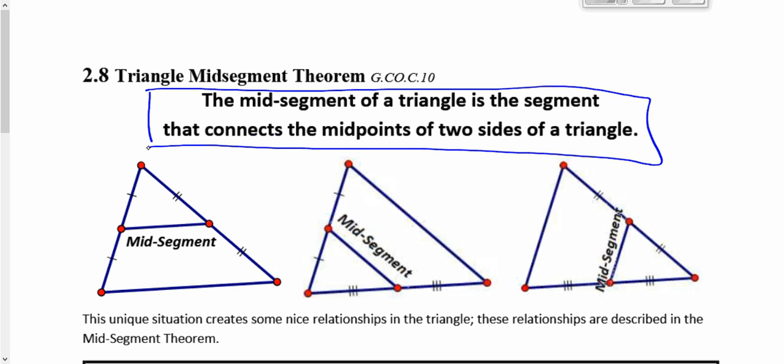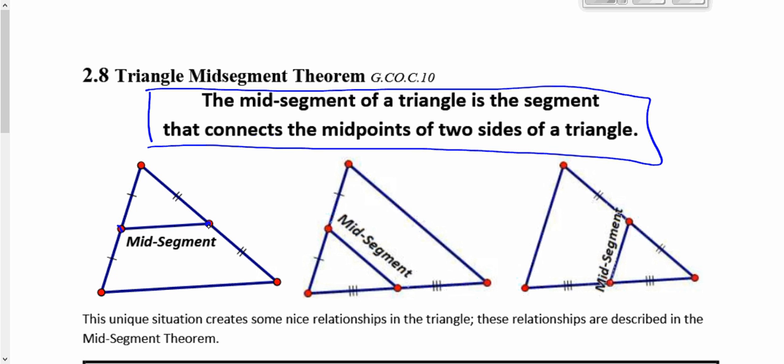So here is an example of a mid-segment of a triangle. These are the midpoints of those two sides. Everybody agree? And so that means that these segments are congruent, and these segments are congruent, okay? Well, you can connect the midpoints of any two pairs of sides, right? You do it like that, or like that.